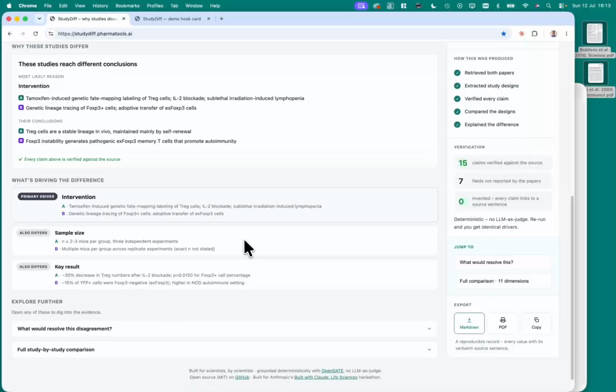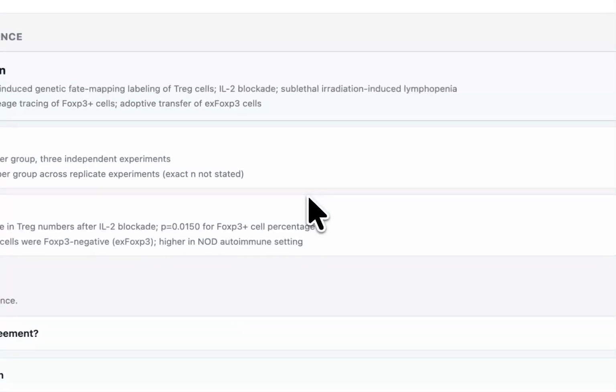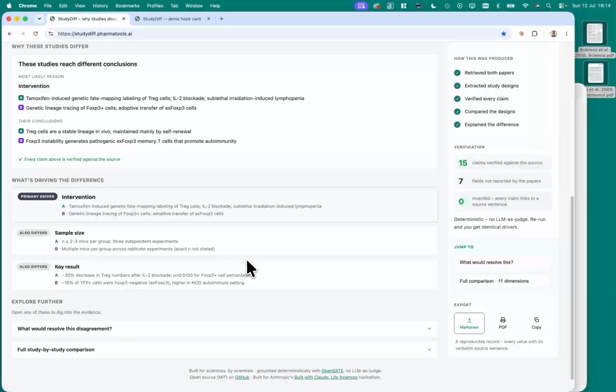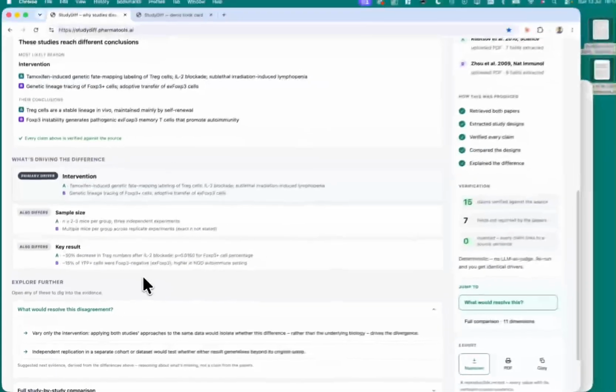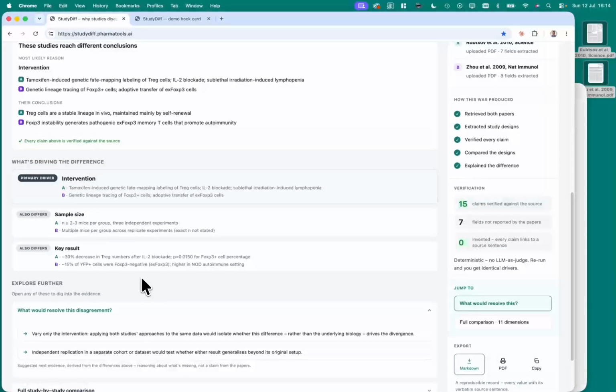Below that, StudyDiff ranks the evidence. It highlights the primary methodological difference, shows the factors that also differ, and rules out variables that are identical across both studies. So you can focus on what exactly explains the disagreement. It even suggests what evidence would resolve it. Apply both fate mapping methods to the same experimental system and see where the difference remains.